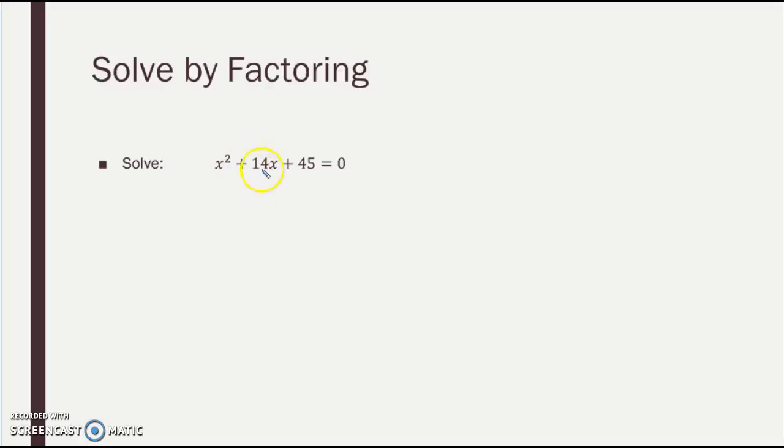So I remember we factored this one to become (x + 9)(x + 5), and this has to equal 0. Before you can factor or solve by factoring, you've got to make sure it's in standard form and set equal to 0. Right? So if you think about this, this is a product. This is my factor 1 times factor 2 has to be equal to 0.